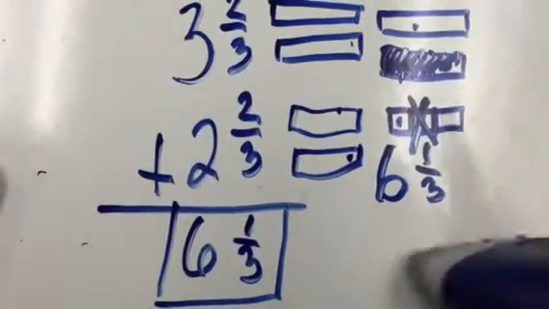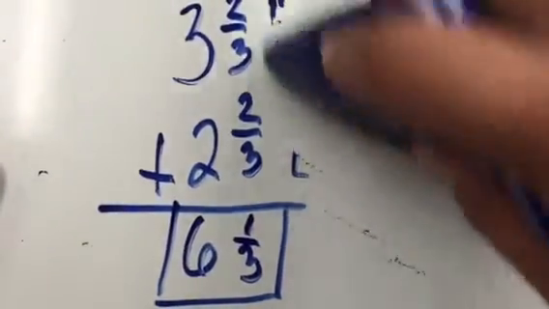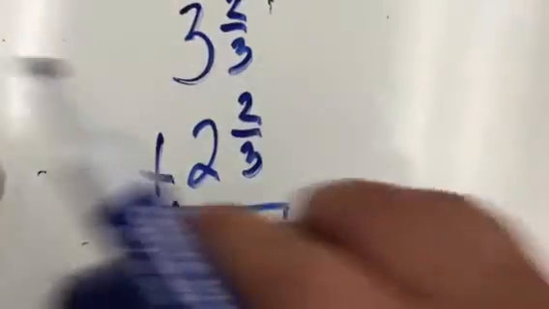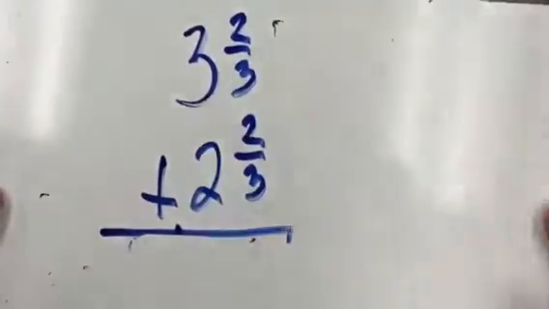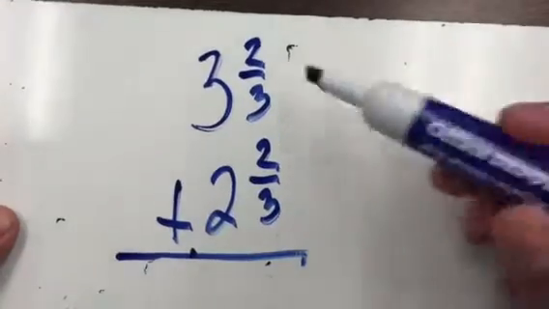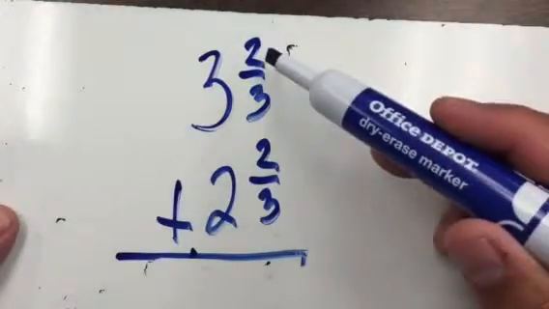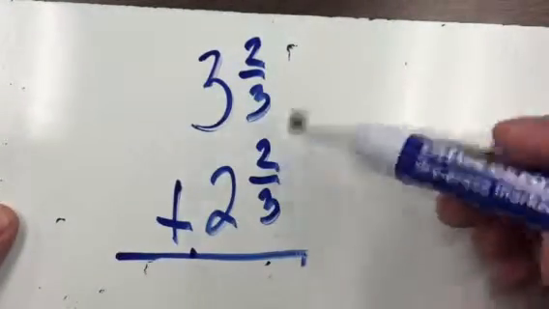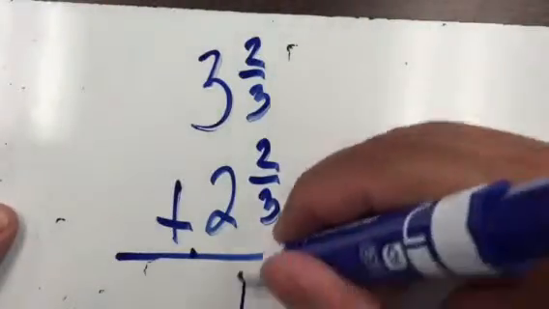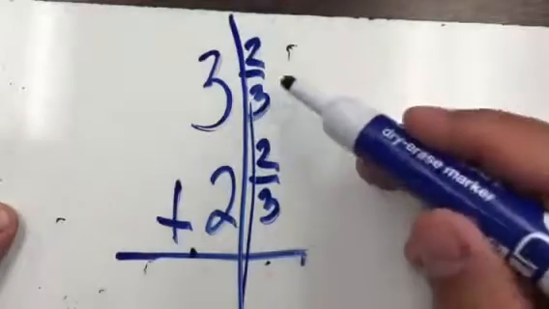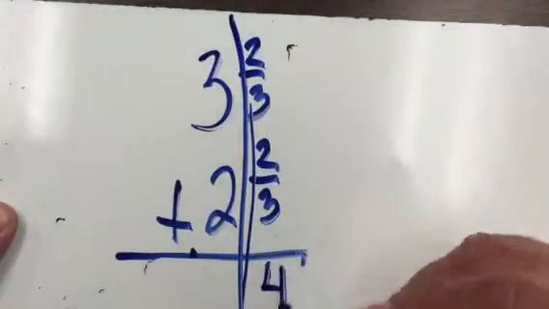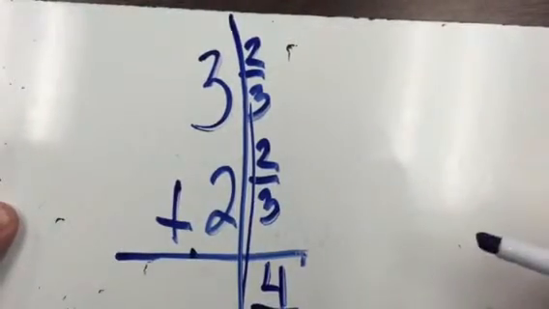Now let me show you how to do that same problem with no model. And I'm adding, so I can just add down. And I always work with my fractions first, right? I like to separate my whole numbers and my fractions. Pretend that line is straight. 2 plus 2 is 4, so I have 4/3.